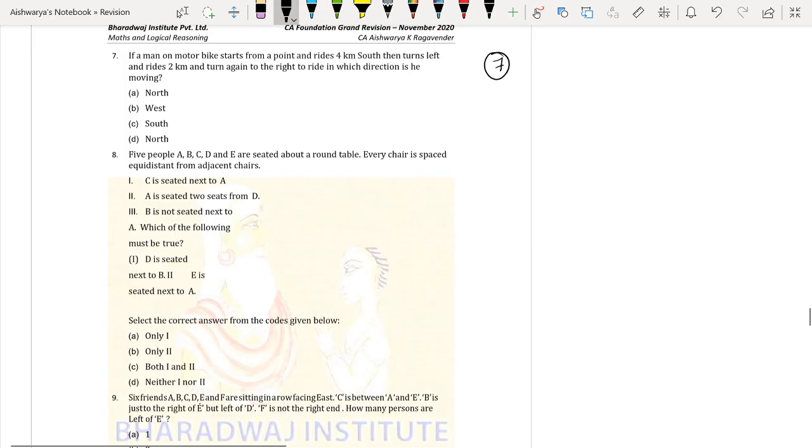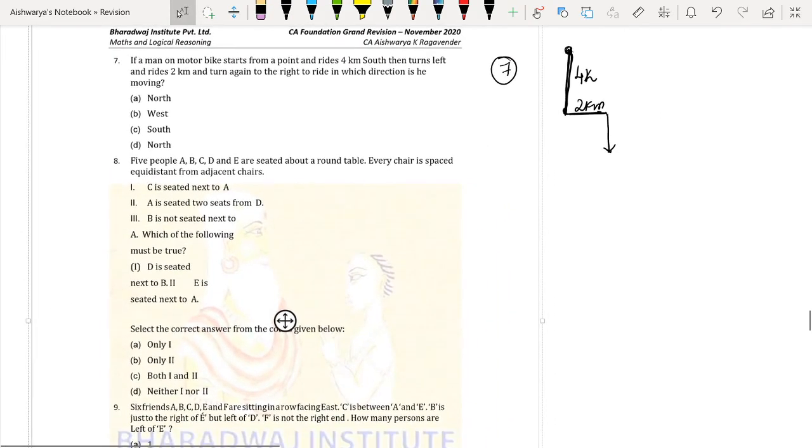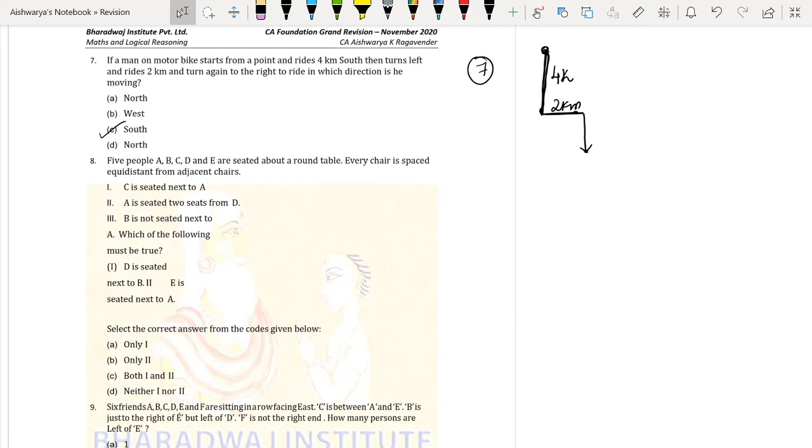Okay. Now come to the seventh question. If a man on a motorbike starts from a point and he rides 4 kilometers south and then he turns left. South means he has to come like this, from this should be the point. He is driven down and then he turns left. Left is this for that man and he comes 2 kilometers. After that he turns right. Now which direction is he going? Anybody wants to answer? South, ma'am. Correct.